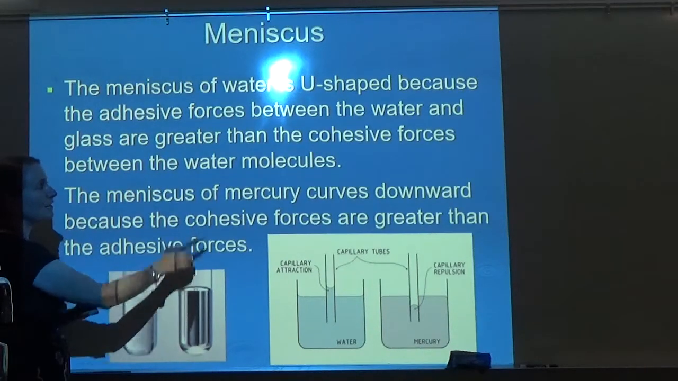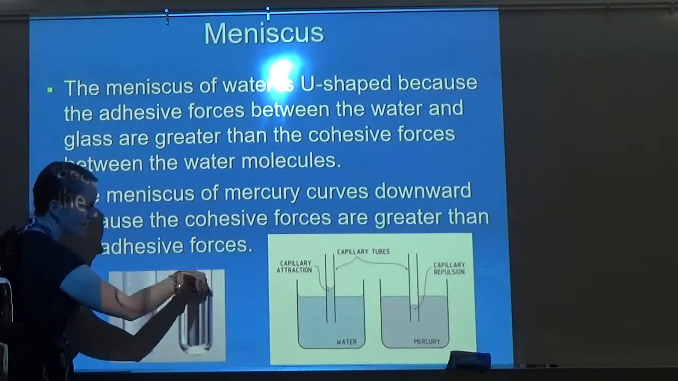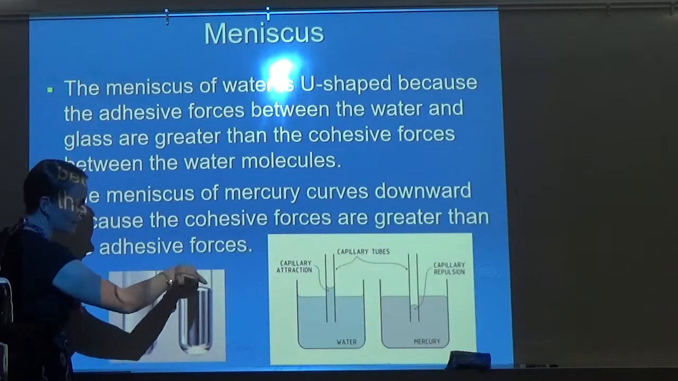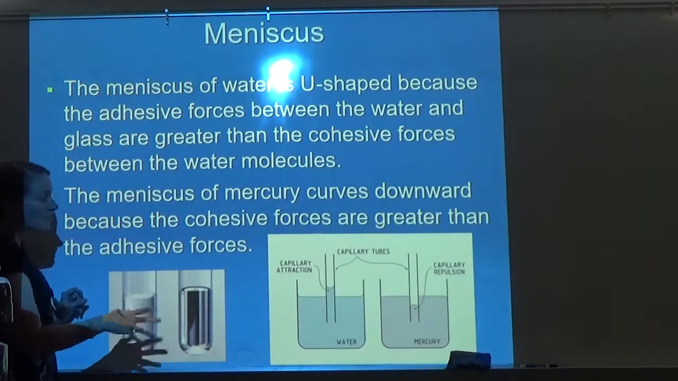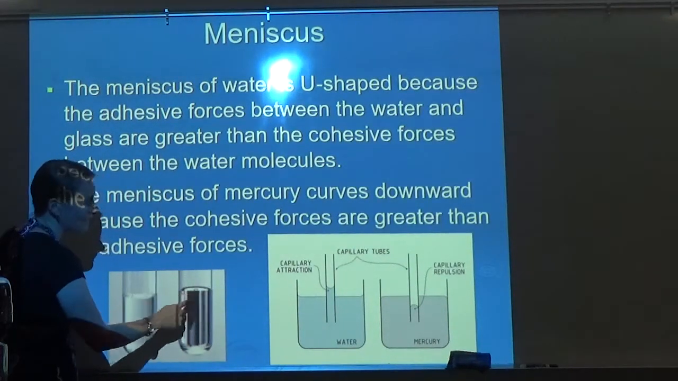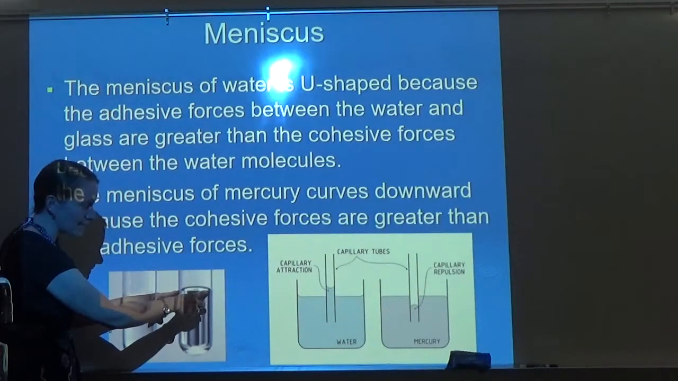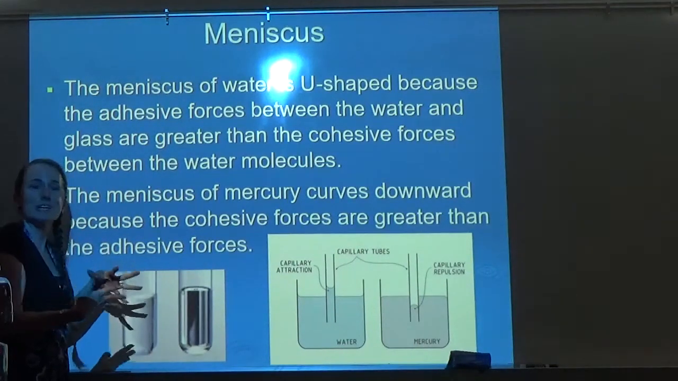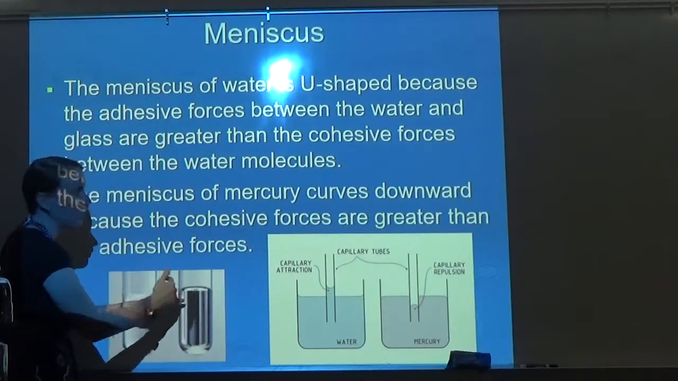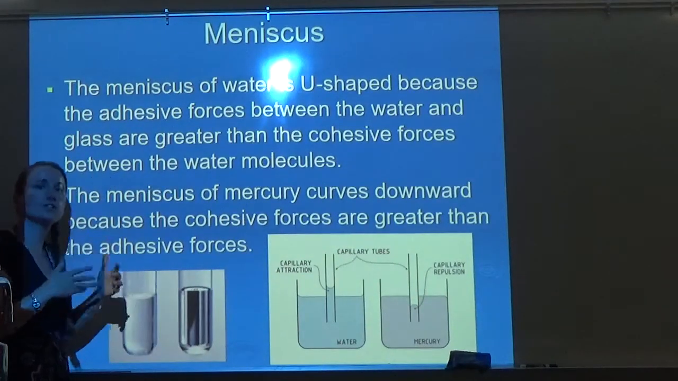Whereas the meniscus of mercury curves downward. So it's actually like this. That's because the mercury's cohesive forces are greater than the adhesive forces of the glass. In other words, it's like the mercury doesn't want to touch the glass. It's trying to run away from the glass and attract to itself.